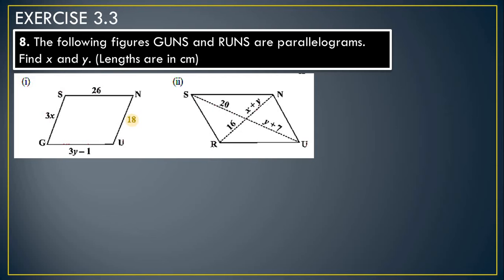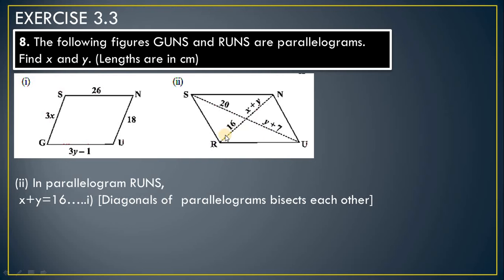In the second part, in the parallelogram, x plus y is equal to 16, and y plus 7 is equal to 20. Why is it like that? Because the diagonals of a parallelogram bisect each other, meaning they cut into equal parts, so these two parts will be the same and these two parts will be the same. So x plus y equals 16. We cannot solve it yet because both variables are present, so we call it equation number 1. Then y plus 7 is 20, so y is 13.